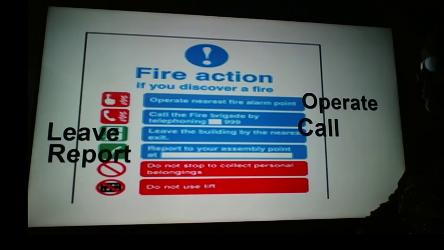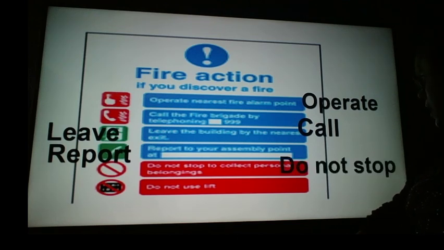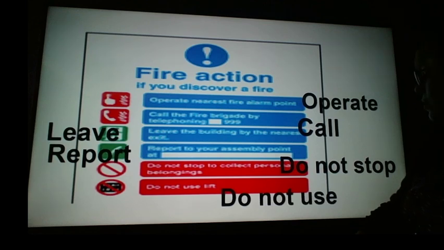And report, that just means who you're going to tell it to. And do not stop. So your imperative verbs are at the beginning of your sentences if you write instructions. Do not use. And this is because we have fire instructions that our imperative verbs also use the negative, do not.